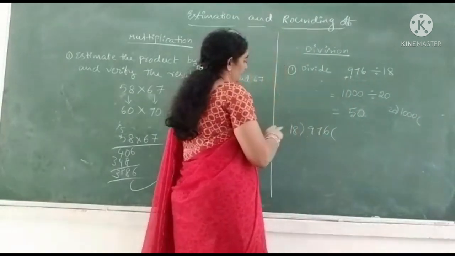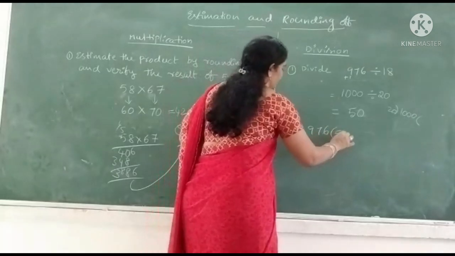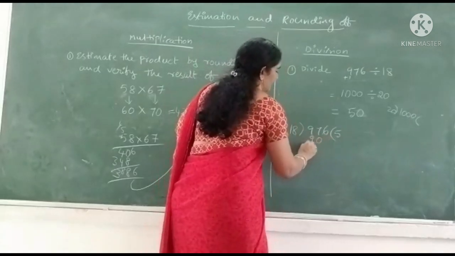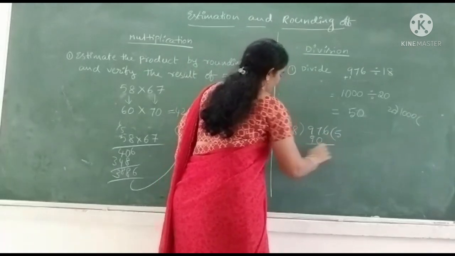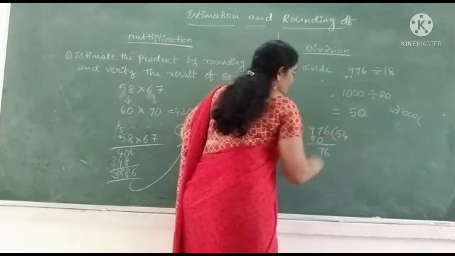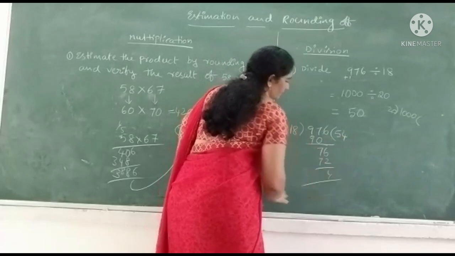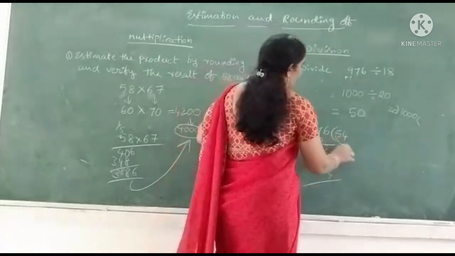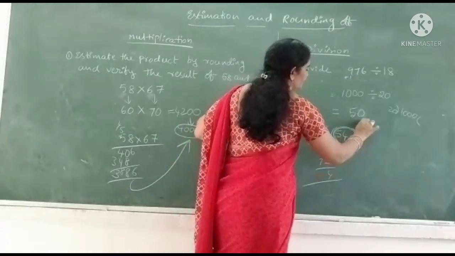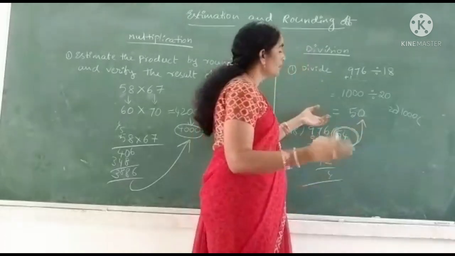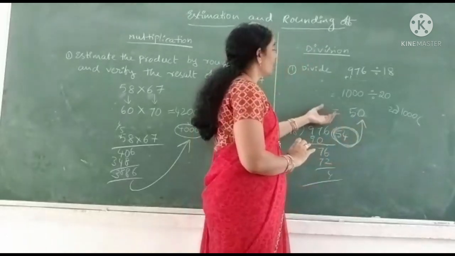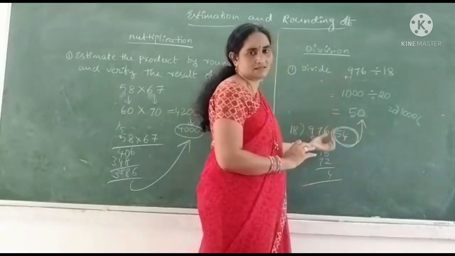Next, we verify the actual division. 18, 5 times is 90. 7, 6. 18, 4 times is 72. 4. 4 is the remainder. We have 54. 54 is rounded off to 50. So our estimation is right.